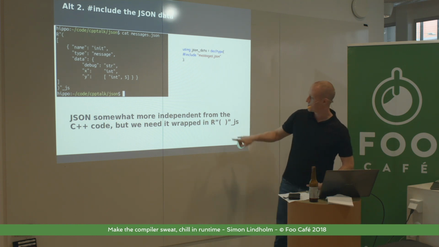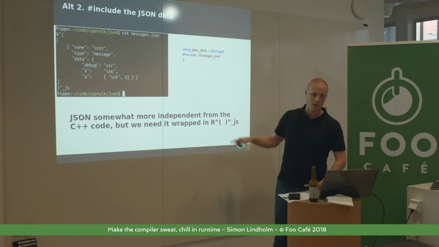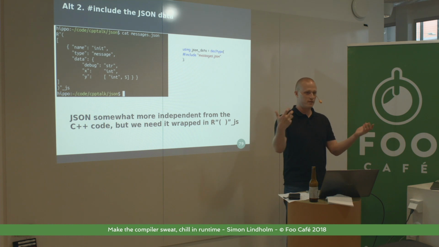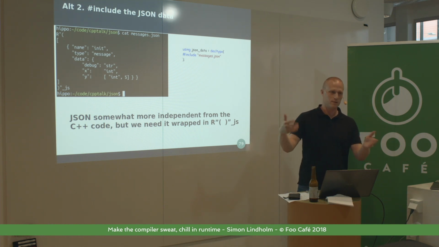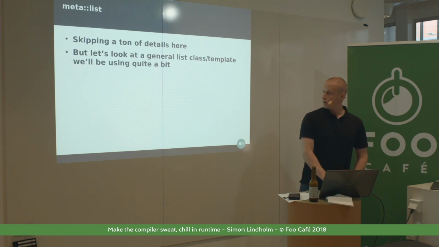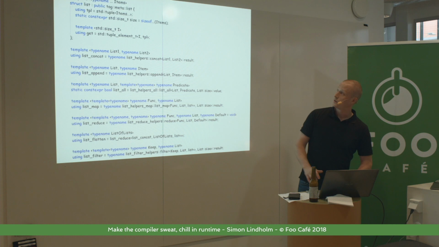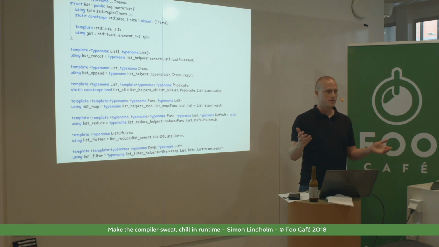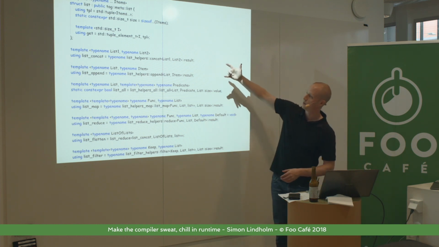Yeah, so it sucks that you have to wrap it in that, but you can have it in a separate file instead of just as JSON data. All right, so we have a list meta class, I guess. It works basically as a wrapper for std::tuple, but we have defined some methods for it.